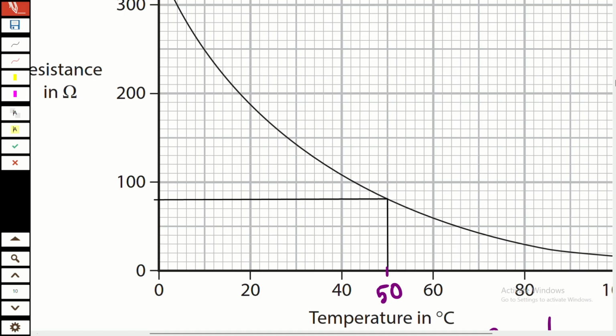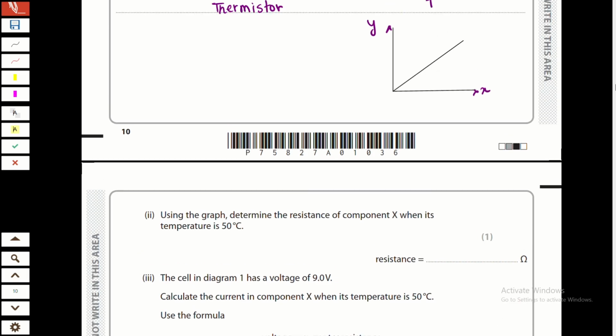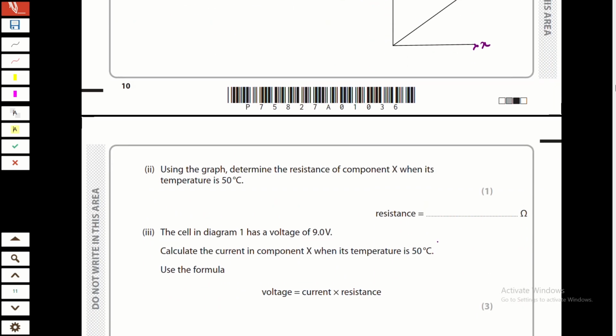So 10, 20, 30, 40, 50. This one is 50. So this one has to be 60, 70, 80. All right, so the resistance of component X when the temperature is 50 degrees Celsius is 80 ohms.